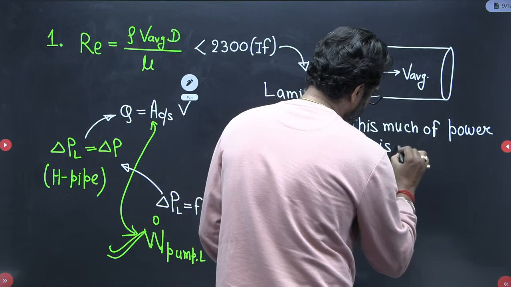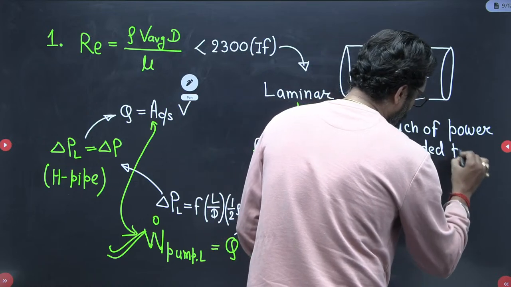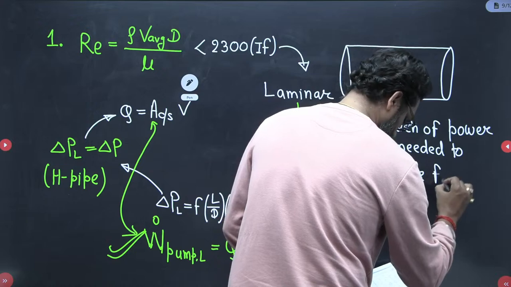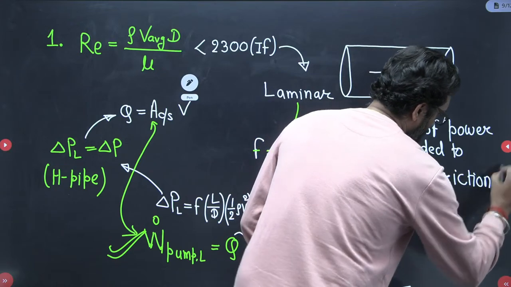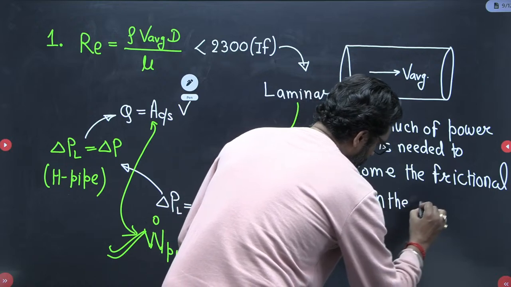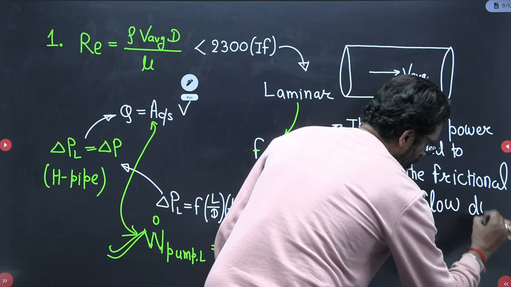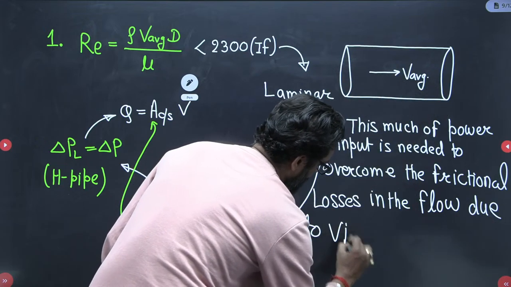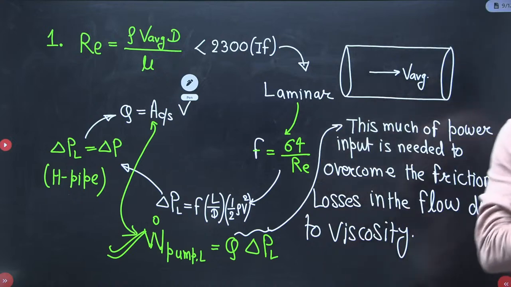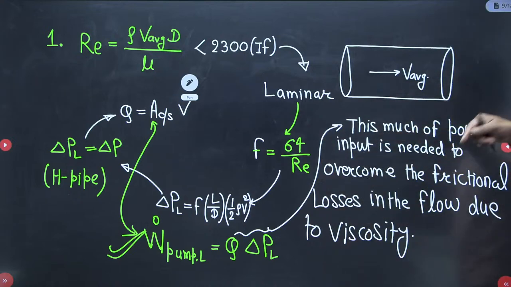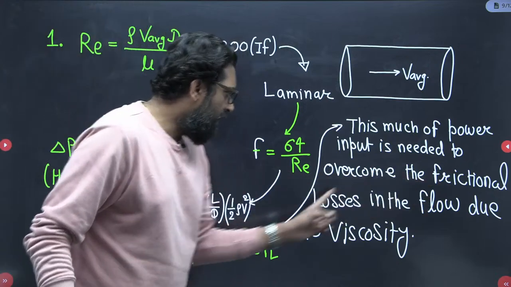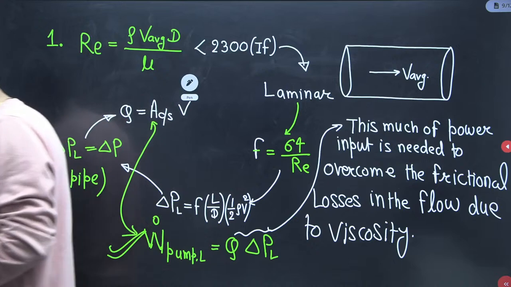power input is needed to overcome the frictional loss in the flow due to viscosity. Due to viscosity, this much power will be lost. That means this much power input is needed or required to overcome the frictional loss in the flow due to the viscosity.